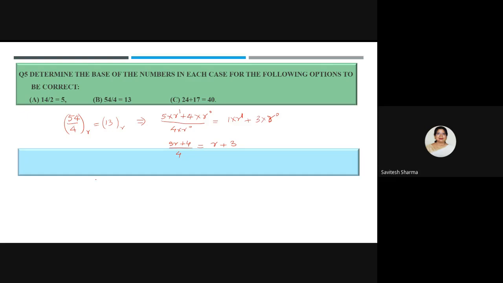Okay, so I will simplify. All R terms I will take on one side, all numbers on the other side. So 5R minus 4R is R, and 12 minus 4 is 8. So our answer is 8. Okay, any doubt?